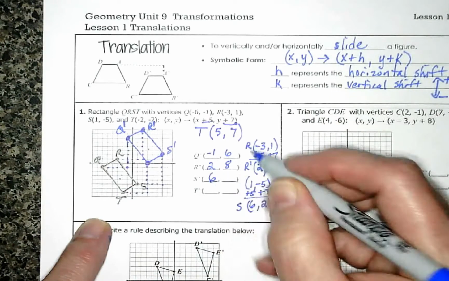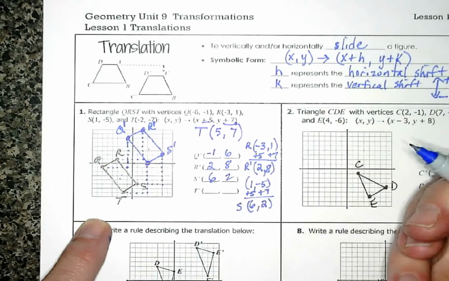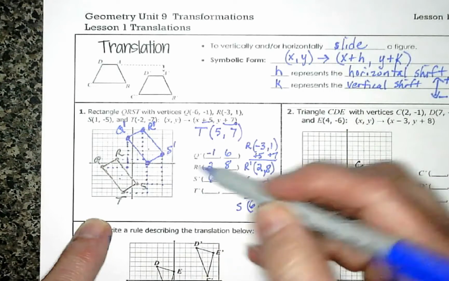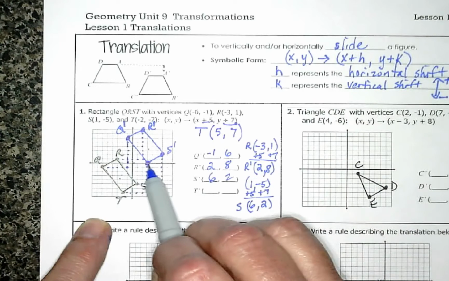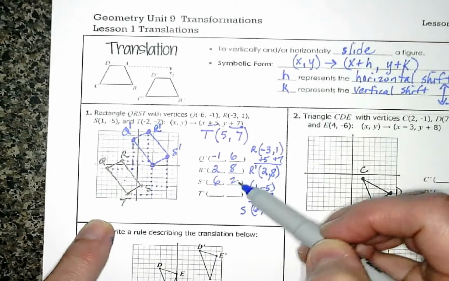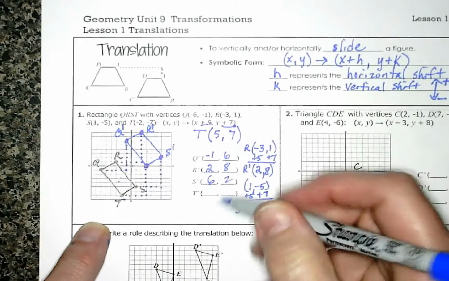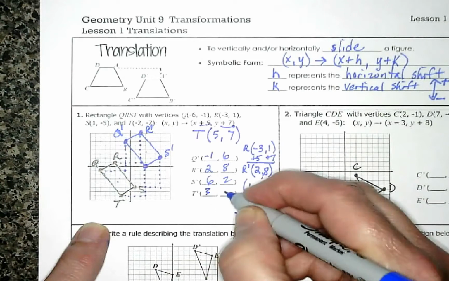6, 2. And I can do it that way, or I can count. 1, 2, 3, 4, 5, 6, 1, 2. Same thing. Okay? You can do that same thing for t. You'd end up with 3, 0. All right, let's go over here.